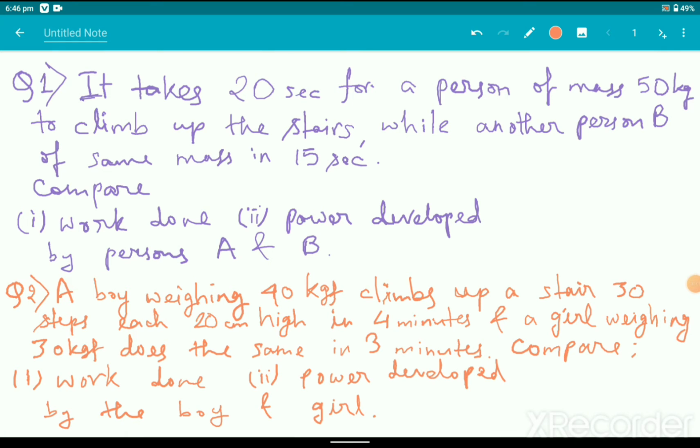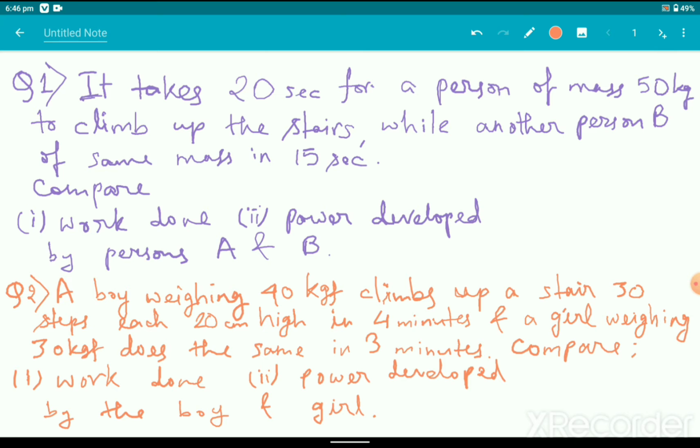Welcome to our class. Today we will be continuing with our numerical problems on work and energy. In the previous class we discussed some problems. Today we will be continuing from there. These problems are taken from the Concise Physics book, Selina Publication, Class 10 ICSE board.